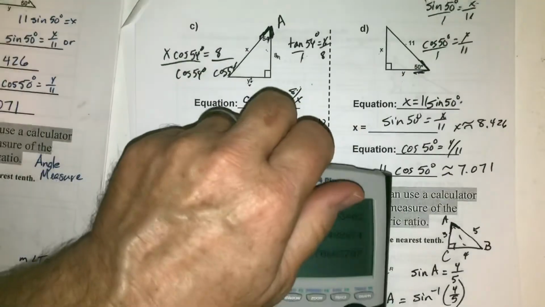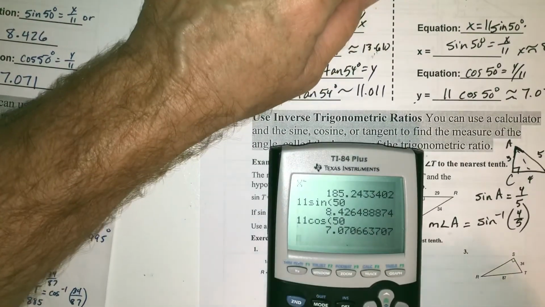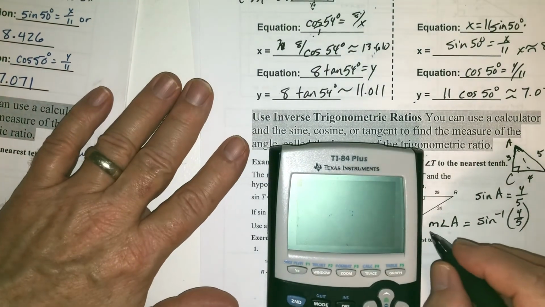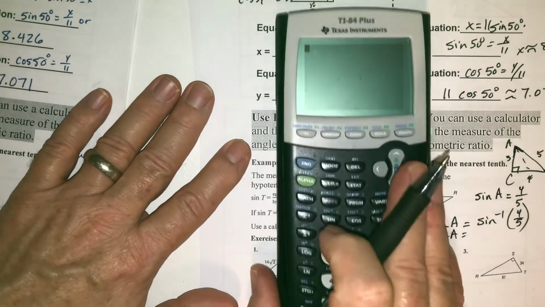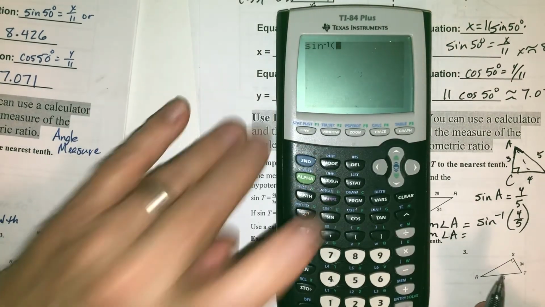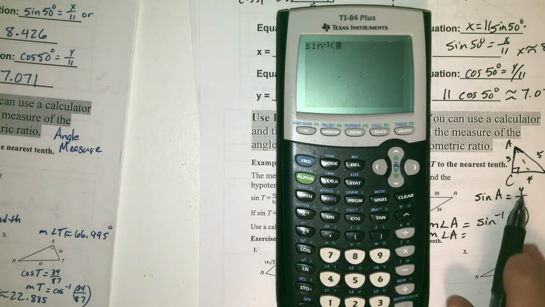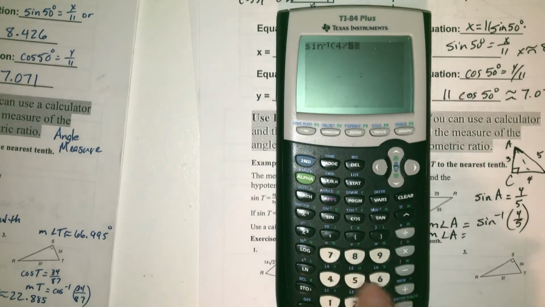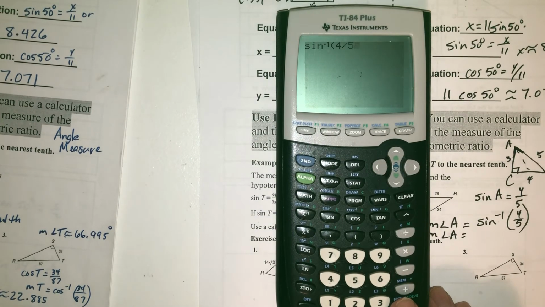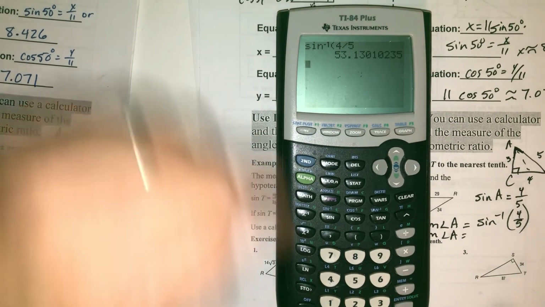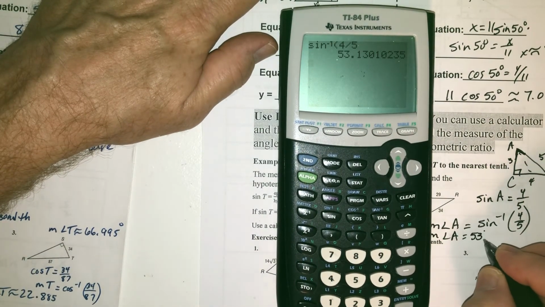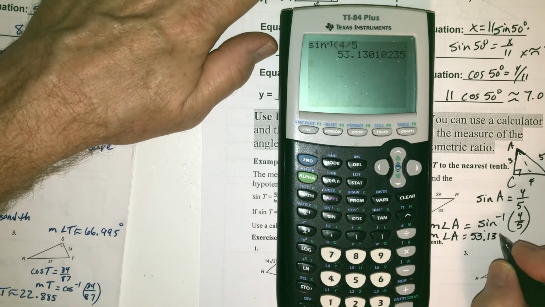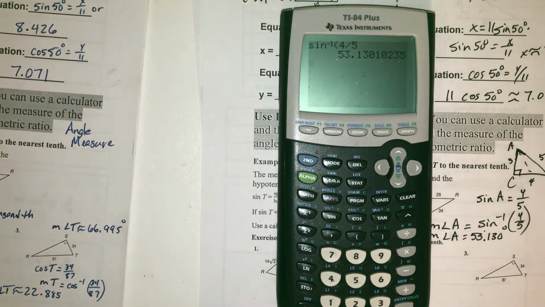All right, so let's do that. We are looking for the measure of angle A over here, so we will do the inverse sine. To get the inverse sine on your calculator, you press the blue button before you hit the sine. There's the inverse sine. Then you put in the ratio that is the sine, which was 4 divided by 5. And when you hit enter, it will come back and give you the angle measure. All right, so the measure of angle A is 53 point, let's do 3 decimal places, 130 degrees.